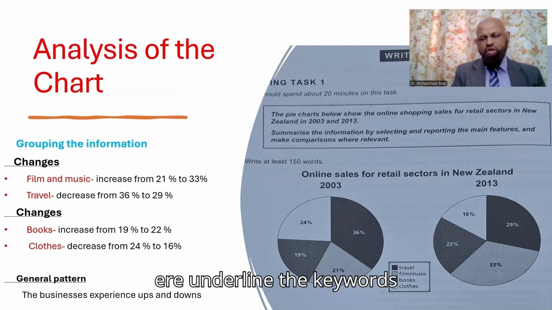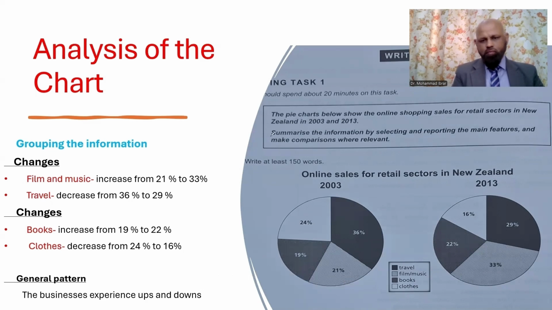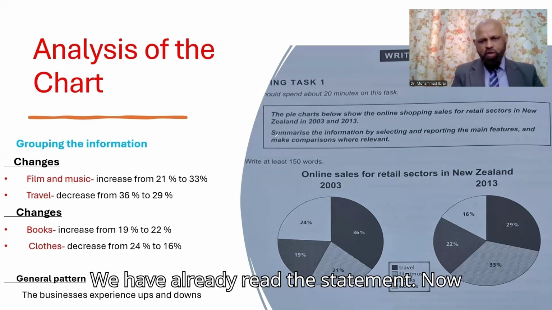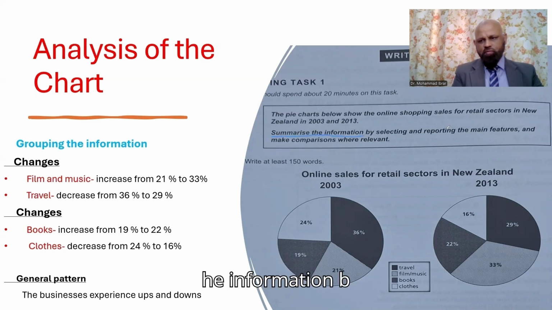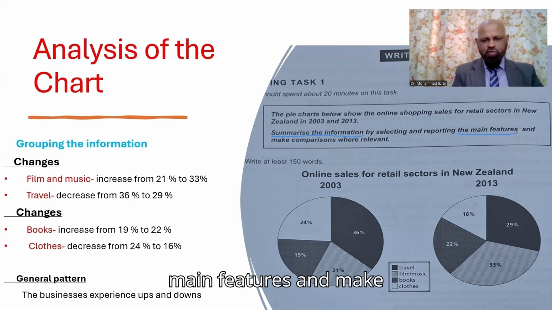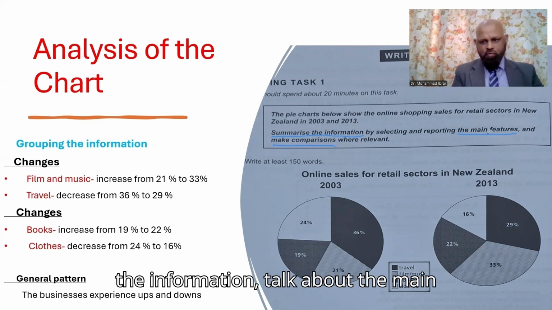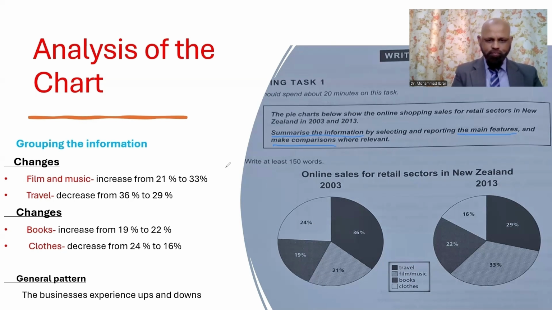So let's underline the keywords in the instructions so that we can stay focused. We have already read the statement. Now let's learn what to do with the statement. So summarize the information by selecting and reporting the main features. So we have to report on the main features and make comparisons. So summarize the information, talk about the main features, and make comparisons if necessary.